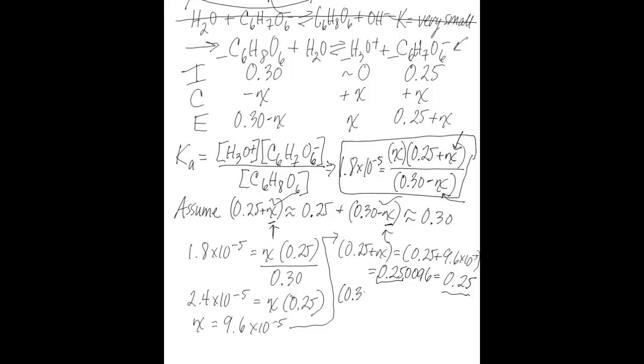And you'll find the same thing here. Subtracting X from 0.30, and the X we found is 9.6 times 10 to the negative 5. You do the math here, and what you get is 0.2999904, rounding to two significant figures, and you get 0.30. So subtracting X from 0.30 does not change the value. So it's okay to make this assumption, and we've already solved for X.